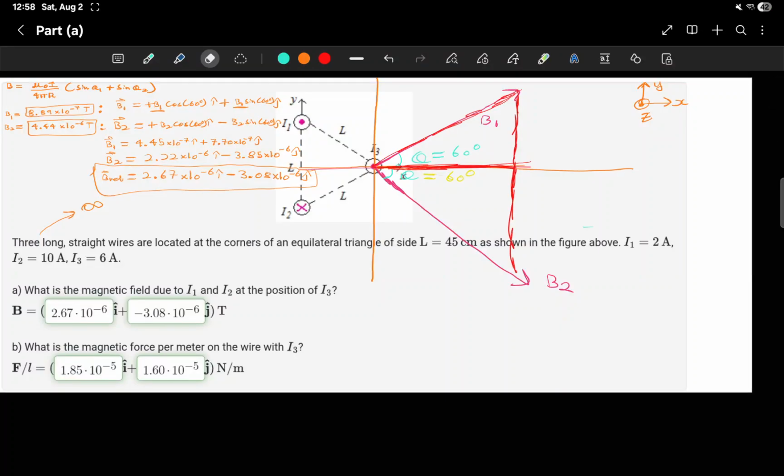So now to continue with part B, we're being asked to find the magnetic force per meter on wire 3, so that wire over there. The first thing I'll do is I'll draw the net magnetic field vector, and I'll erase a few things.